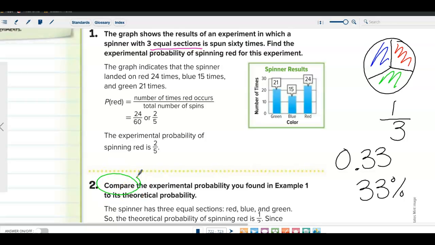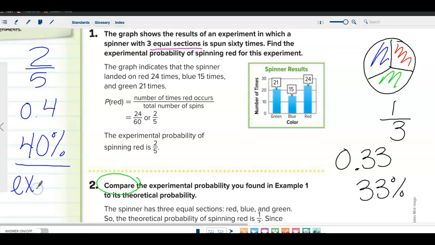So now we need to compare them. Okay, so this was our theoretical, and we already did our experimental, and we got 2/5, 4/10, and then 40%, right? Yeah. So this was my experimental, and this was my theoretical. Which one was greater? The experimental. My experimental was greater than my theoretical, correct? Yeah. Okay, so that would be my answer.